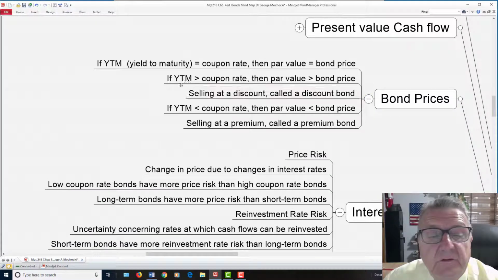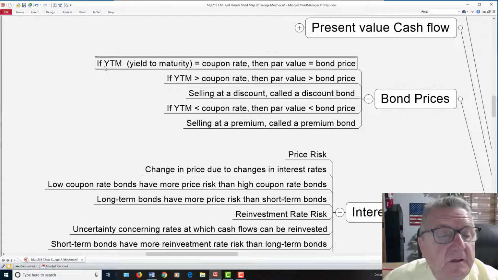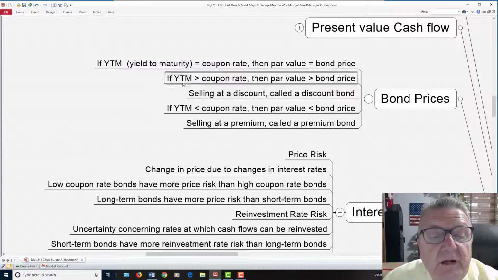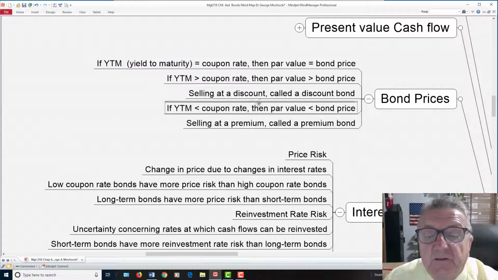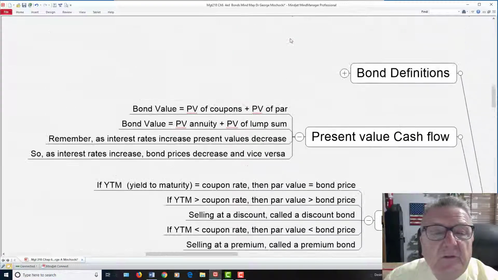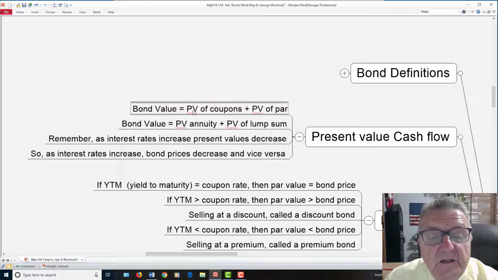Bond prices. Okay, yield to maturity, coupon rate, then par value of the bond. If the yield is higher than the coupon rate, the bond is selling at a discount. Read that. We discussed that, I don't want to go over it too much. Present value of cash flows. We talked about that again, and this is just the mechanics of that bond.